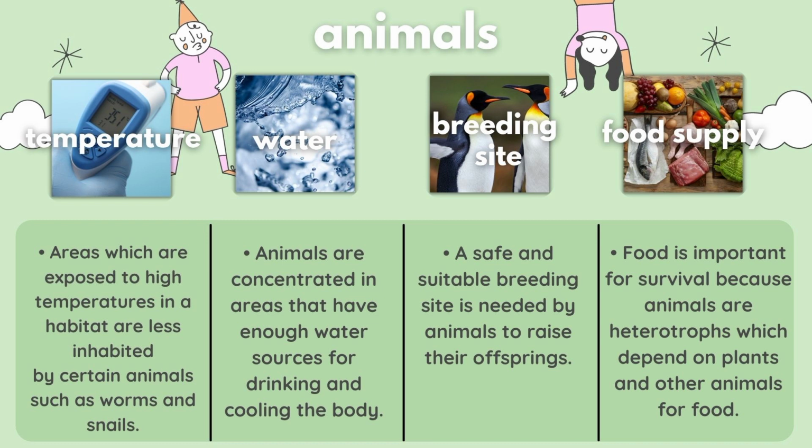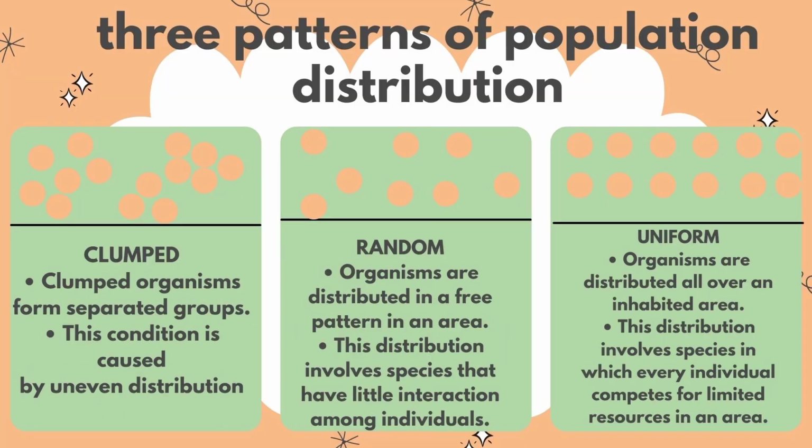Next is food supply. Food is important for survival because animals are heterotrophs, which depend on plants and other animals for food. Next, we have three patterns of population distribution. Clump. Clump organisms form separated groups. This condition is caused by uneven distribution.